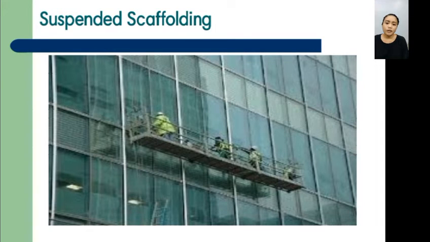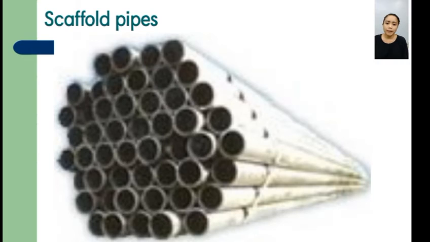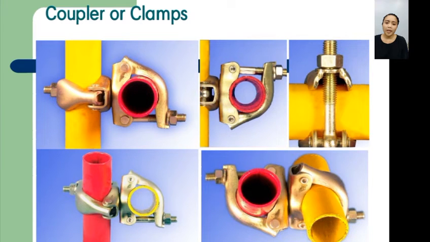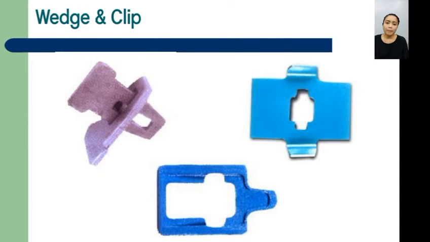Next is steel or tubular scaffolding. Steel tubes of 1-1/2 or 2-1/2 inch diameter. Couplers or clamps to hold pipes in different positions. Prop nuts to hold single pipes. Bolts, nuts, washers, wedges and clips. Steel scaffolding, which is strong and can be easily joined, is the best for use in multi-story buildings. It will also prove to be wise as accidents are minimal in such cases.